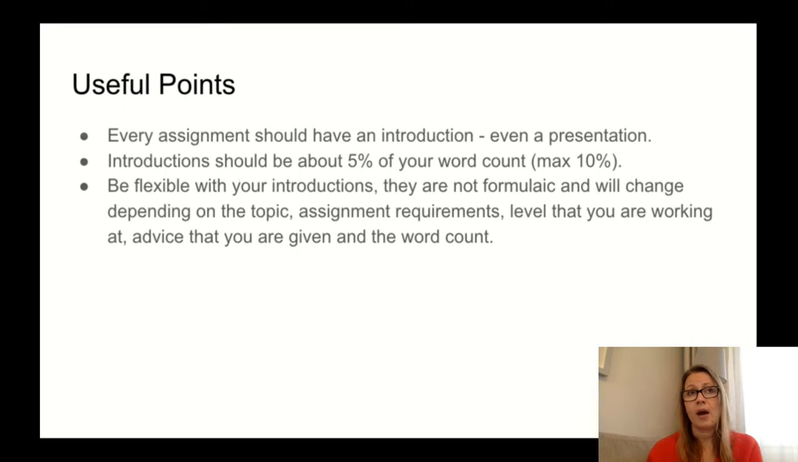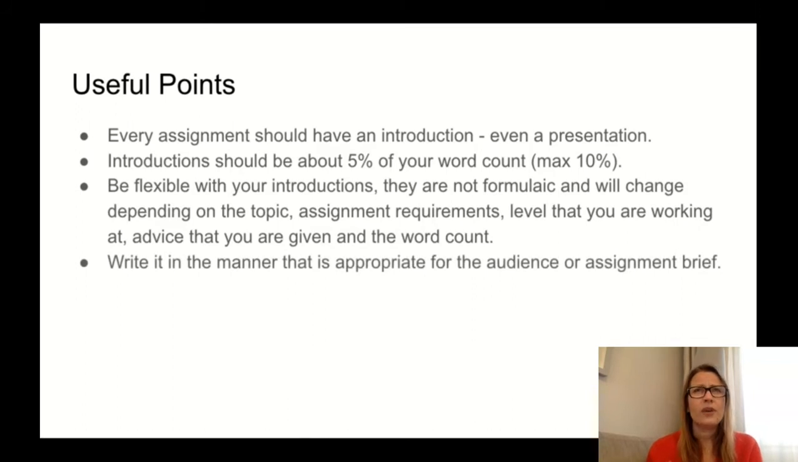I've given you some ideas and core stages that might be included in an introduction, but they are not formulaic. And these will change depending on your topic, the assignment requirements, the level that you're working at, and of course, the advice that you're provided by your module tutor, and the word count.